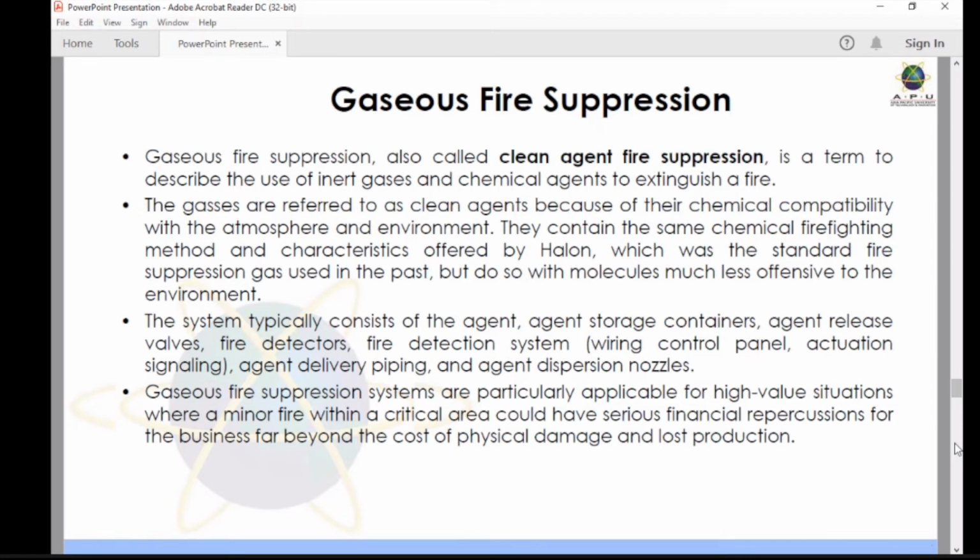Okay. Gaseous fire suppression systems are particularly applicable for high value situations where a minor fire within a critical area could have serious financial repercussions for the business far beyond the cost of physical damage and lost production. So these are a little bit more expensive, okay? And these are for sensitive areas where you can have millions of dollars of damages. So to prevent that damage, we use these gaseous fire suppression or clean agent fire suppression systems.